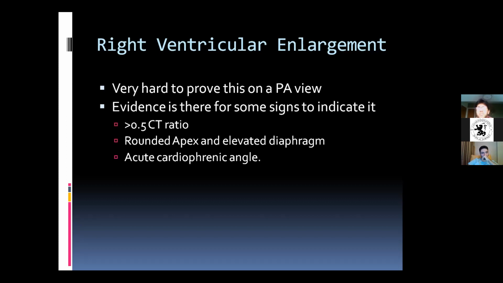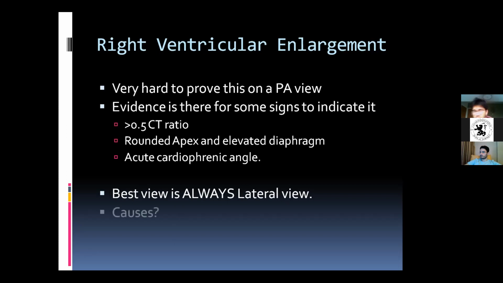Now, if you remember my last lecture, I told you to focus specifically on the costophrenic angles and the cardiophrenic angles and evaluate if they are acute or if they are blunted. Okay, they're saying that an acute cardiophrenic angle as well could hint towards a right ventricular enlargement, but the best view is always a lateral view if you want to prove right ventricular enlargement. Now, before we go into seeing what I mean by that, any causes for right ventricular enlargement? What can cause right ventricular enlargement?